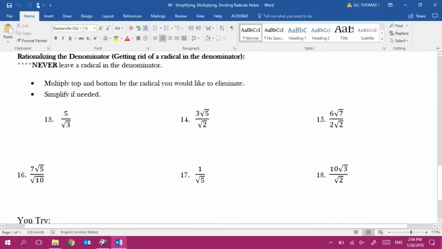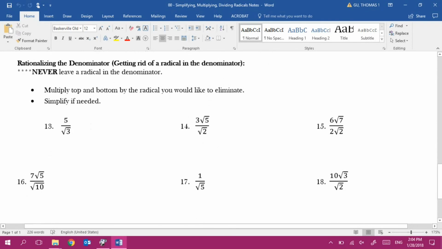All right, guys, so the last part here is rationalizing the denominator. That means you're getting rid of a radical in the denominator because you never leave a radical in the denominator. We don't like the houses on the bottom. The houses are always above land. We don't build houses under the land because we're not moles.